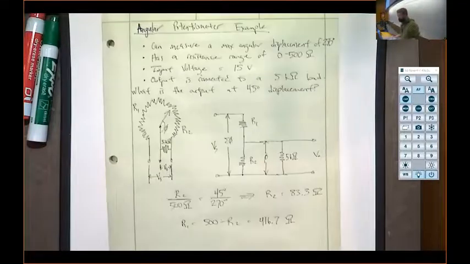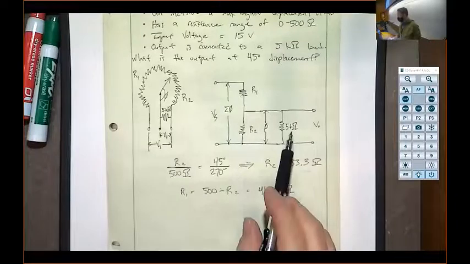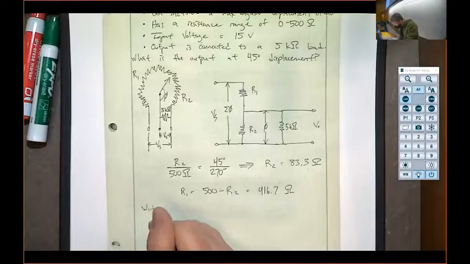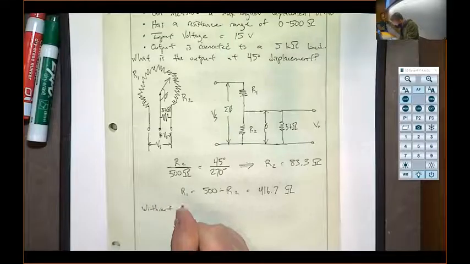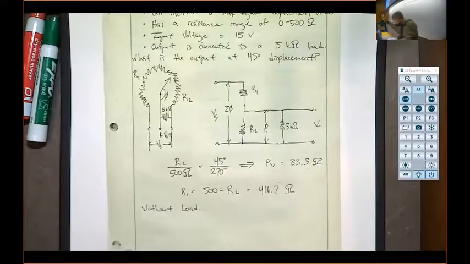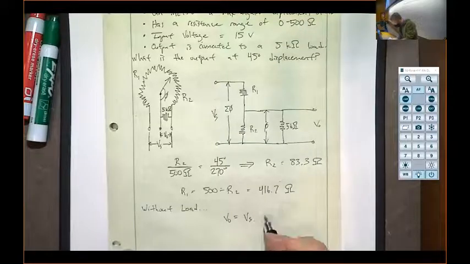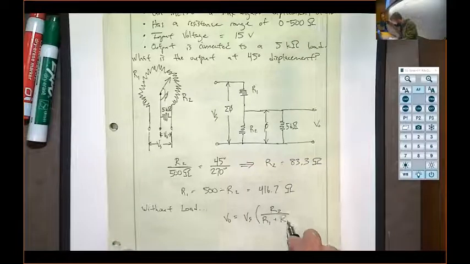And then without this load in here, that would be the equation that we gave for a voltage divider, the first big red box of today's lecture. Let's just write that down as a starting point. Without the load, we have an output voltage equal to the source voltage times R2 over R1 plus R2.